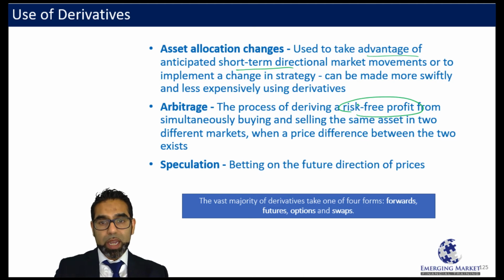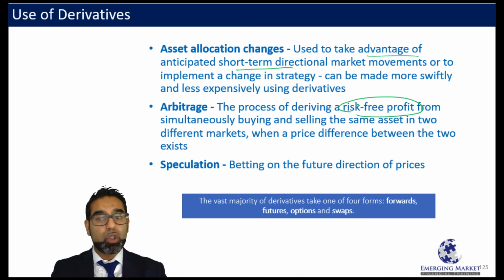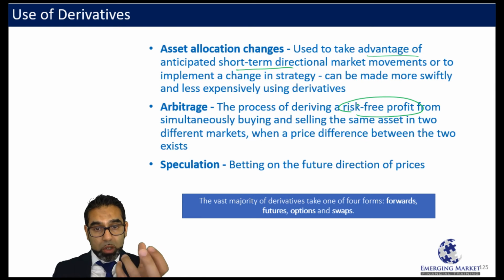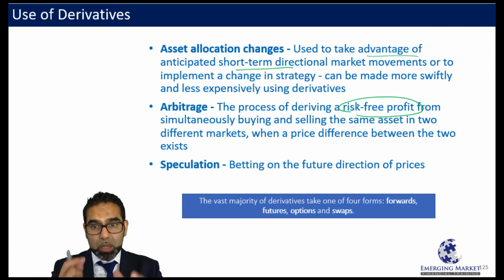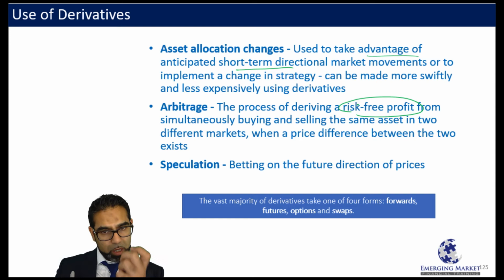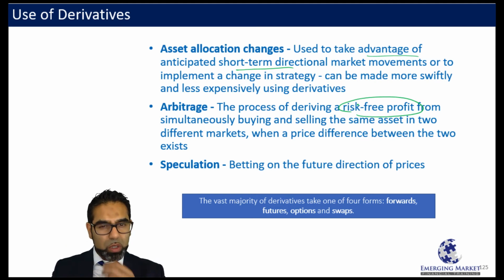Okay, simultaneously buying and selling the same asset in two different markets. I buy it on one exchange, sell it on another. It's the same thing, but they're at two different prices. You want to make money: buy low, sell high. And you can do this with derivatives.